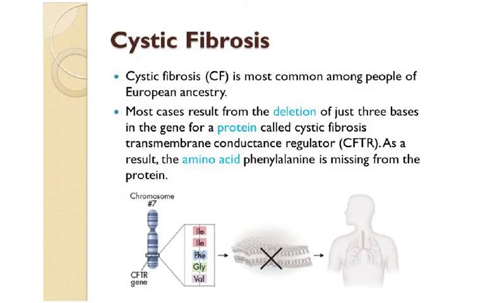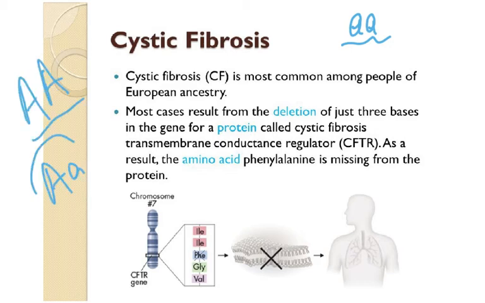Now, if you look at cystic fibrosis, we just said it is an autosomal recessive disorder. So cystic fibrosis is most common among people of European ancestry. So that means they must be having the allele for it. We in Asia must not be having this allele. So we don't have this. We don't even have these people here. These people are not present in this part of the world. And most cases result from a deletion of just 3 bases in the gene for a protein called cystic fibrosis transmembrane conductance regulator. As a result, the amino acid phenylalanine is missing from the protein.